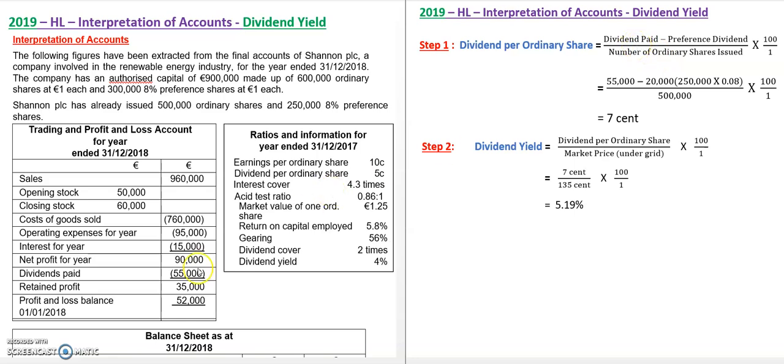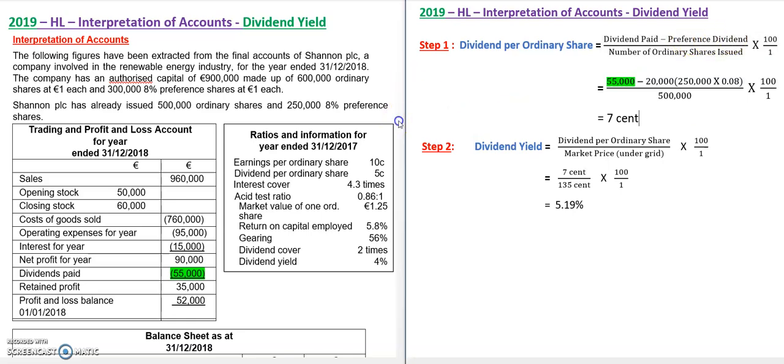So we go to our trading profit and loss, and you can see dividend paid is here, and it is €55,000. There we go. Okay, so next thing we have to do is our preference dividend.